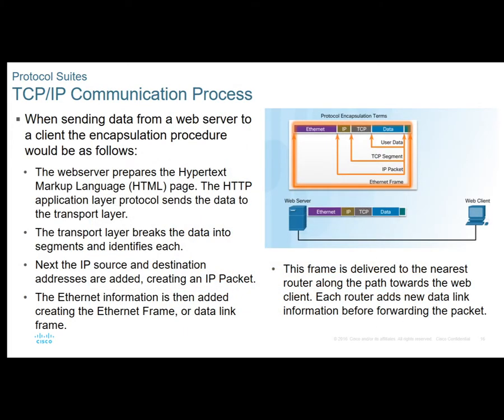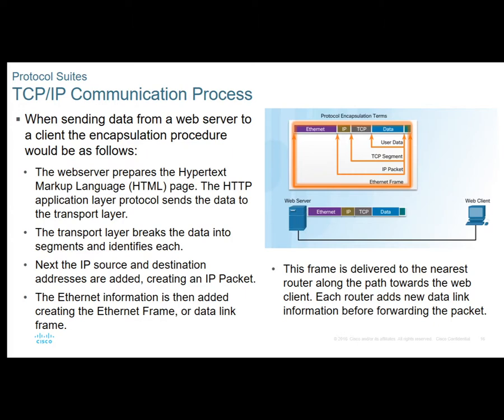So the TCP/IP communication process, when sending data from a web server to a client, the encapsulation procedure would follow like this. The web server prepares the hypertext markup language, or HTML page. The HTTP application layer protocol sends the data to the transport layer. The transport layer breaks the data into segments and identifies each. Next, the IP source and destination address are added, creating an IP packet. The Ethernet information is then added, creating an Ethernet frame or data link frame. This frame is delivered to the nearest router along the path towards the web client.